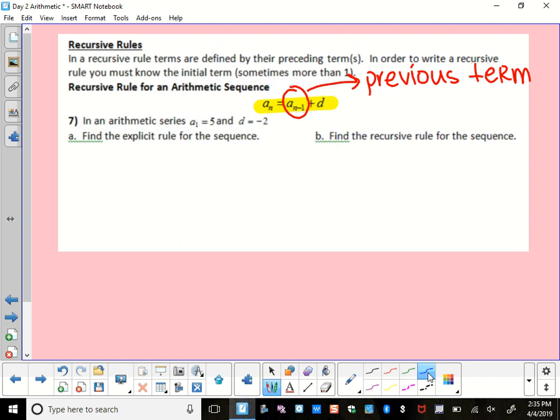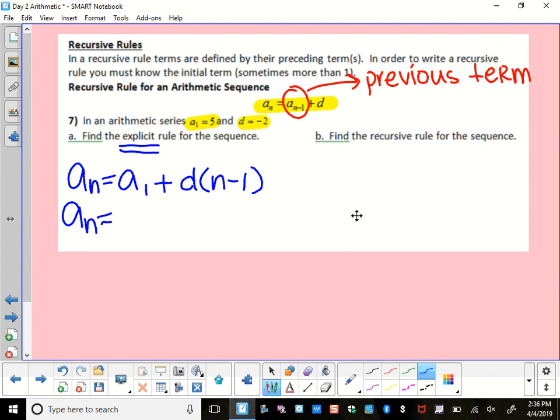Alright, so it says in an arithmetic series, we have the first term is 5, my difference is -2. Find the explicit rule. So my explicit rule that we've written now 20 times is that A1 plus the difference times n minus 1. What is my first term? 5. What is my difference? -2. Times n minus 1. Okay, good.